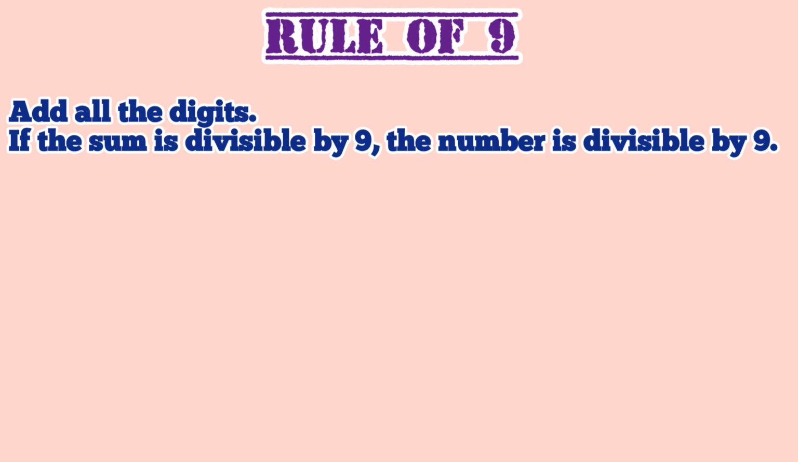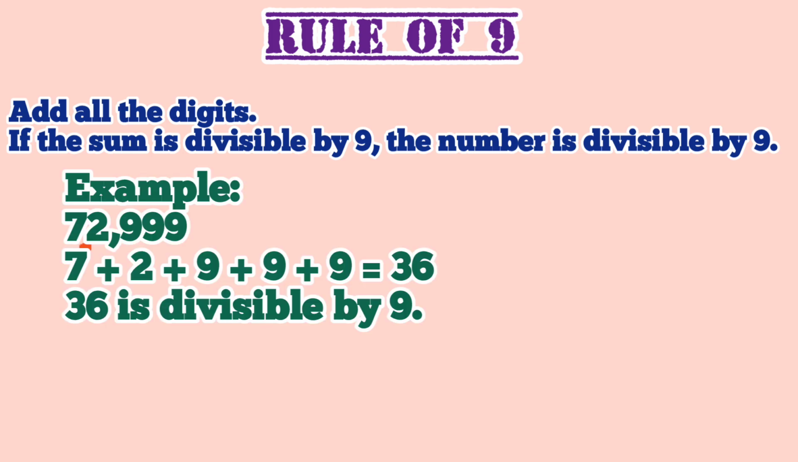Next comes the rule of 9. It's very simple. It is also similar to the rule of 3. It has 2 steps. First step, add all the digits. If the total is divisible by 9, the whole number is also divisible by 9. I have taken an example: 72,999. Step 1, add all the digits: 7 plus 2 plus 9 plus 9 plus 9. The total is 36. We know 36 is divisible by 9. If 36 is divisible by 9, the whole number 72,999 is also divisible by 9.